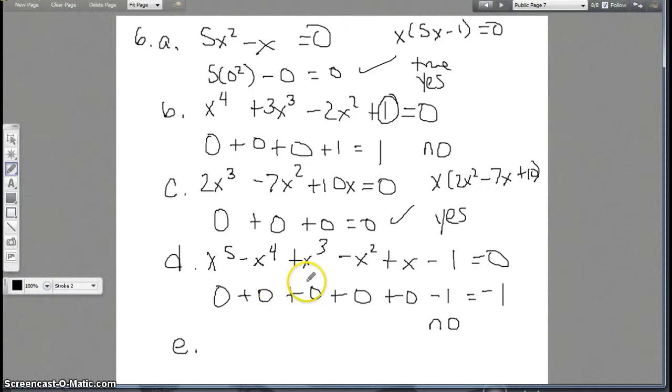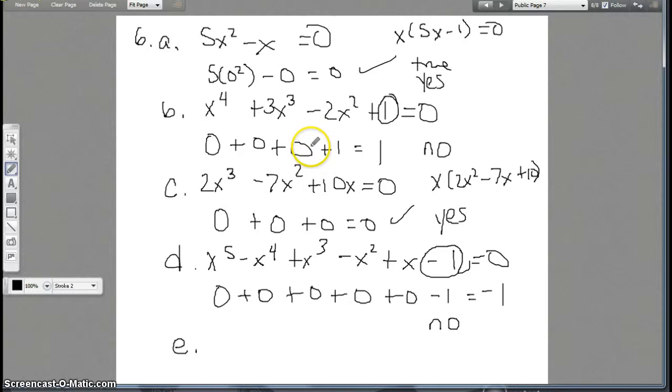In part D, we have x to the 5th minus x to the 4th plus x cubed minus x squared plus x minus 1. x is not a factor in every term. In fact, when we plug in 0 for x, we end up with negative 1 for our answer, and negative 1 is our constant that we have left in the equation. So for part E, how can you tell from looking at a polynomial equation in standard form whether 0 is one of its solutions? If x is a factor of every term, then 0 will be a solution of the equation.